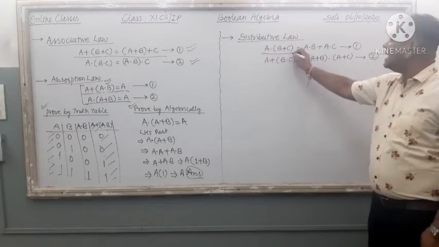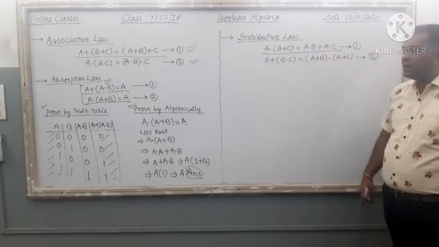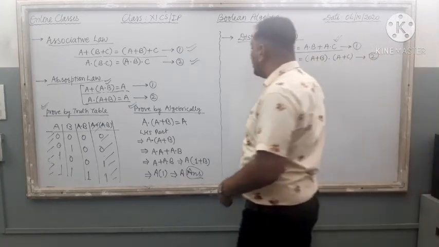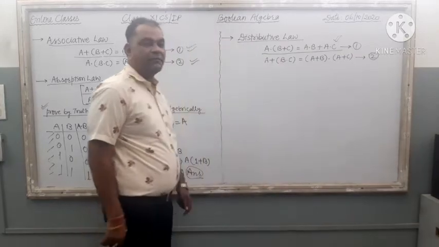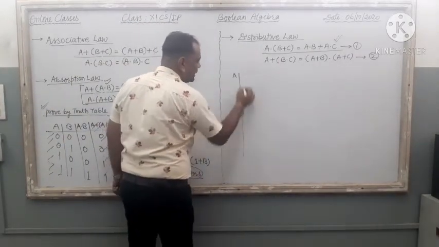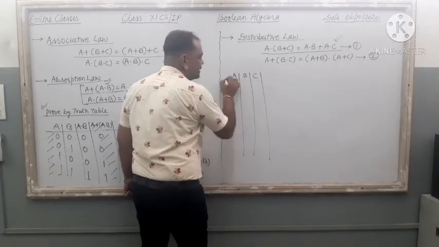The distributive law says A dot (B plus C) equals A dot B plus A dot C. I am going to prove this first law using a truth table. How many inputs are there in this equation? 3 inputs: A, B, C. I am going to take these 3 columns: the first one is A, second is B, third is C.